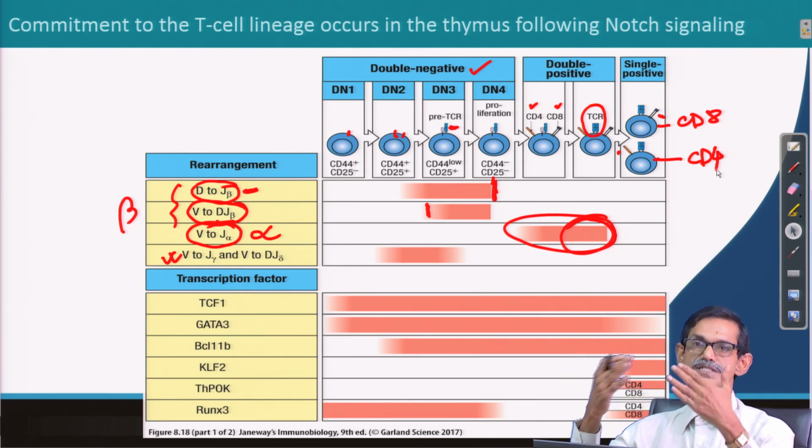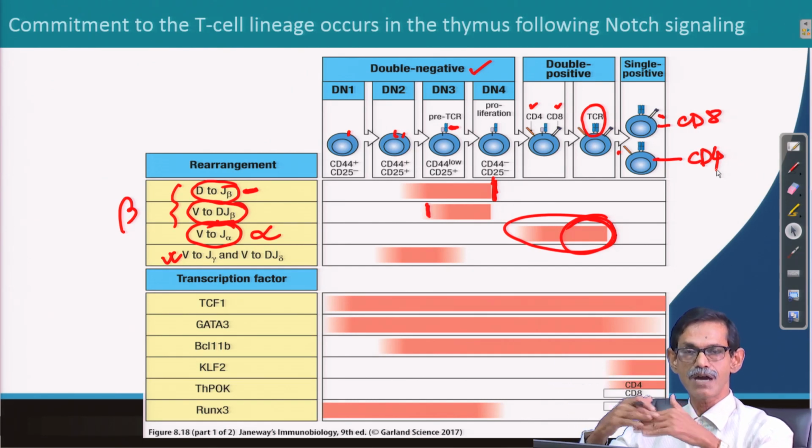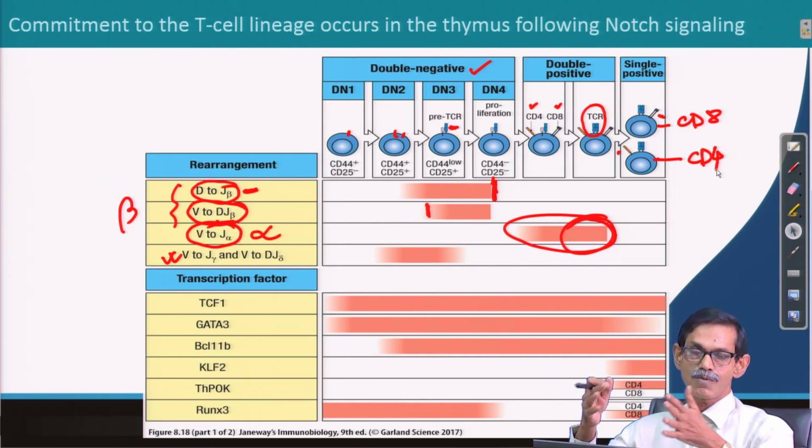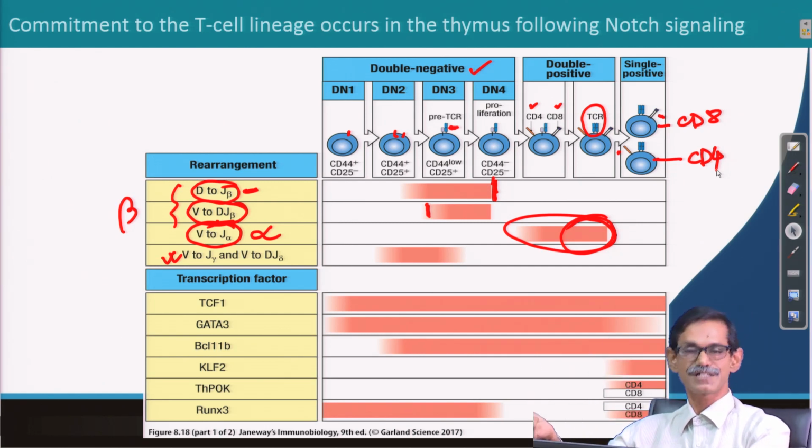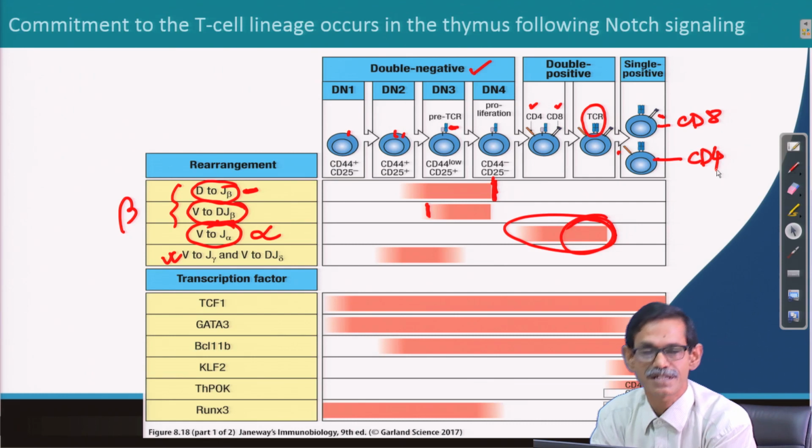So, this is just the cell getting ready. Now, training or maturation will happen. When will it happen? We will discuss it in the next lecture. Till then, see you. Bye.